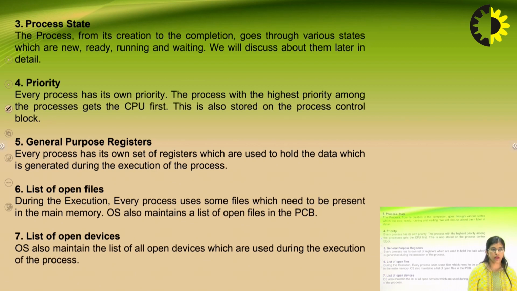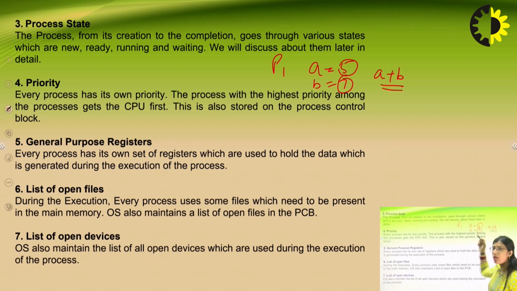Next is general purpose registers. Every process has its own set of registers which are used to hold the data which is generated during the execution of the process. So let's say a process has a variable a equals 5 and b equals 7. These values must be stored somewhere. So these registers hold those values, and when an operation is performed on these variables, the results also get stored in some register. So this will contain the information regarding all these.